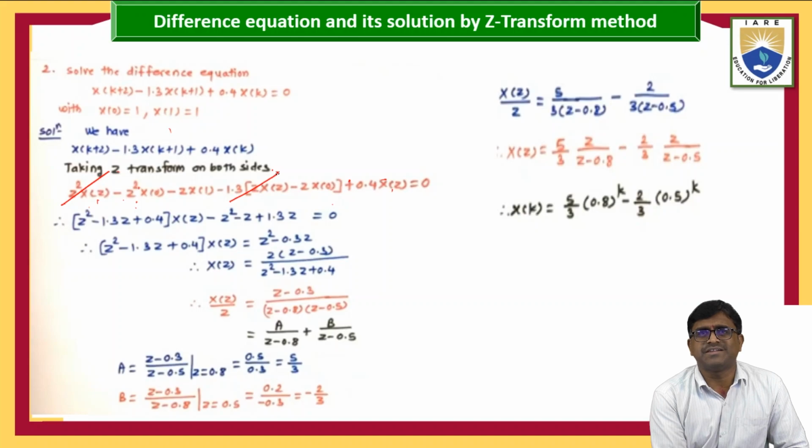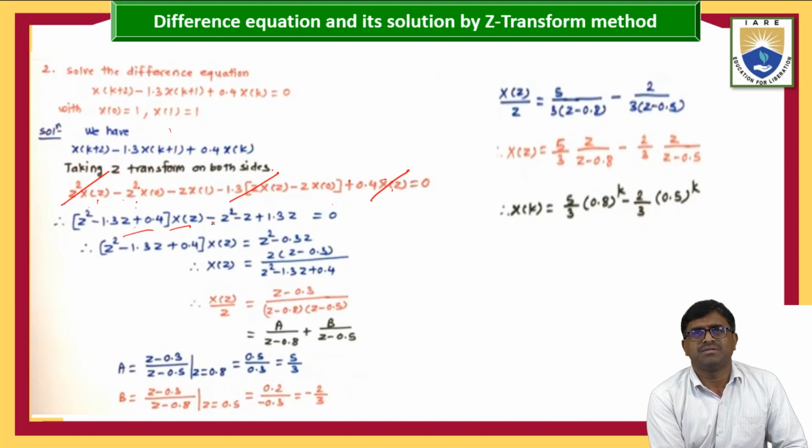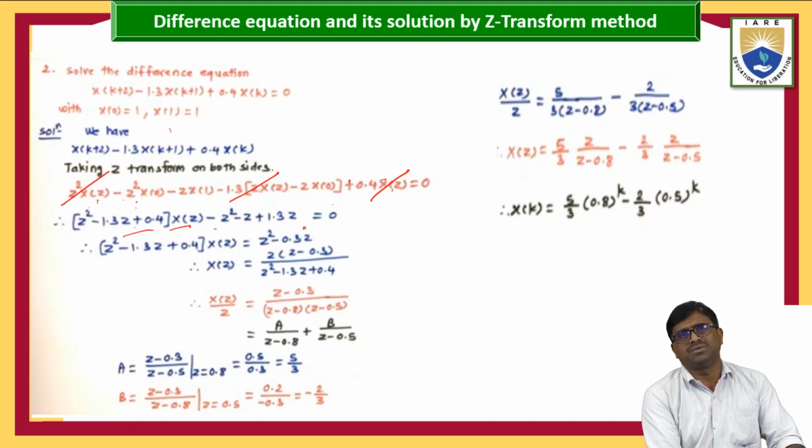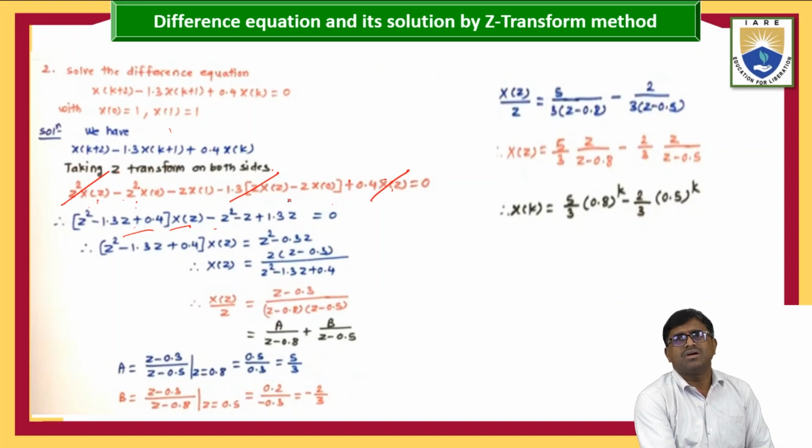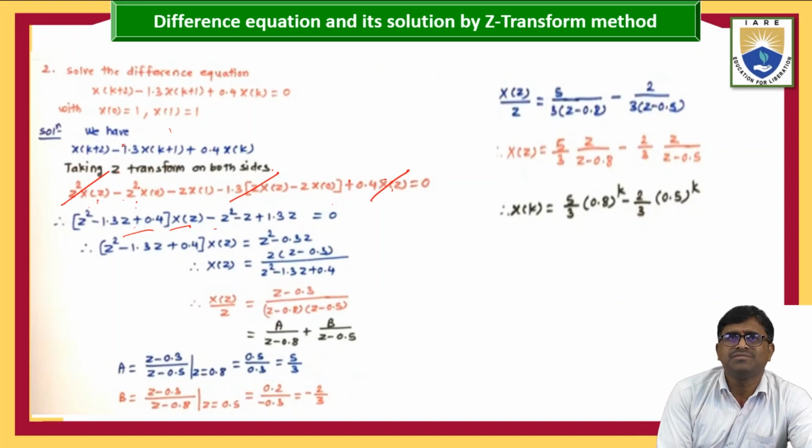Here 1.3 x of z is there, 0.4 x of z will be there. That's why z square minus 1.3 z plus 0.4 x of z minus z square x of 0, minus z x of 1 plus 1.3 z x of 0. Here they have given already x of 0 equal to 1. Substitute here x of 0 equal to 1.